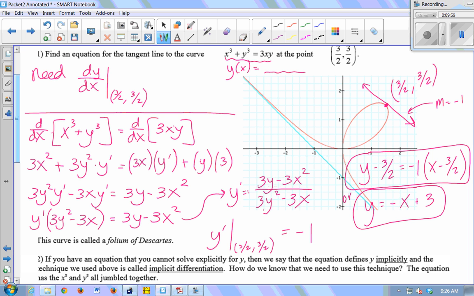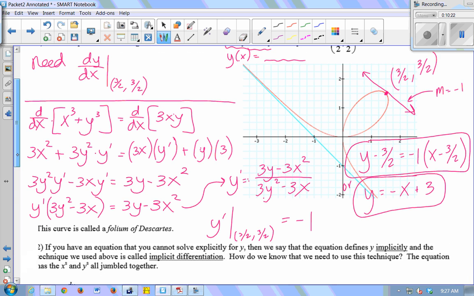So the process for finding the equation of a tangent line is exactly the same as it always has been. You need a point, and you need the derivative at the point to give you the slope. Finding the derivative at the point just has a slightly different approach now. It's called implicit differentiation. So this particular curve is called the Folium of Descartes. Kind of a famous curve.